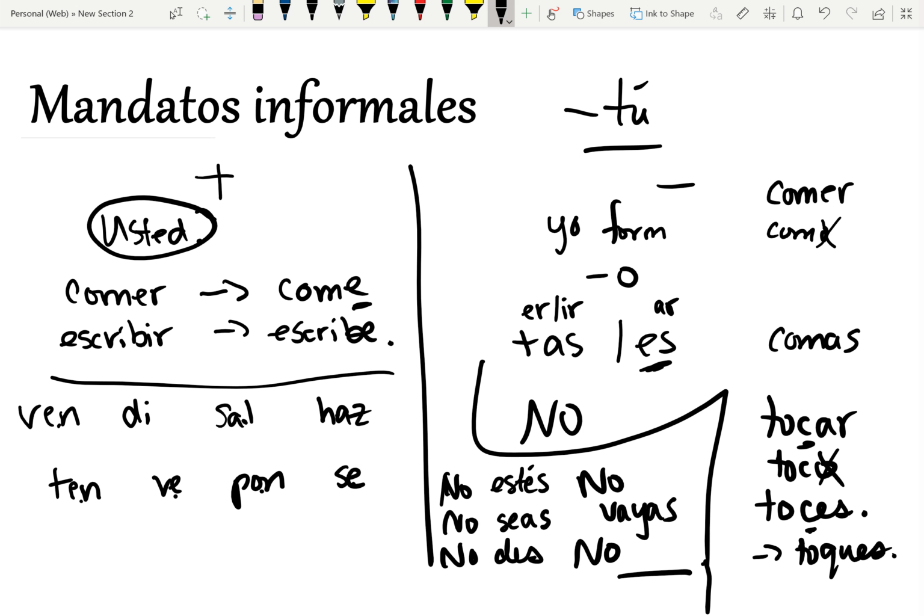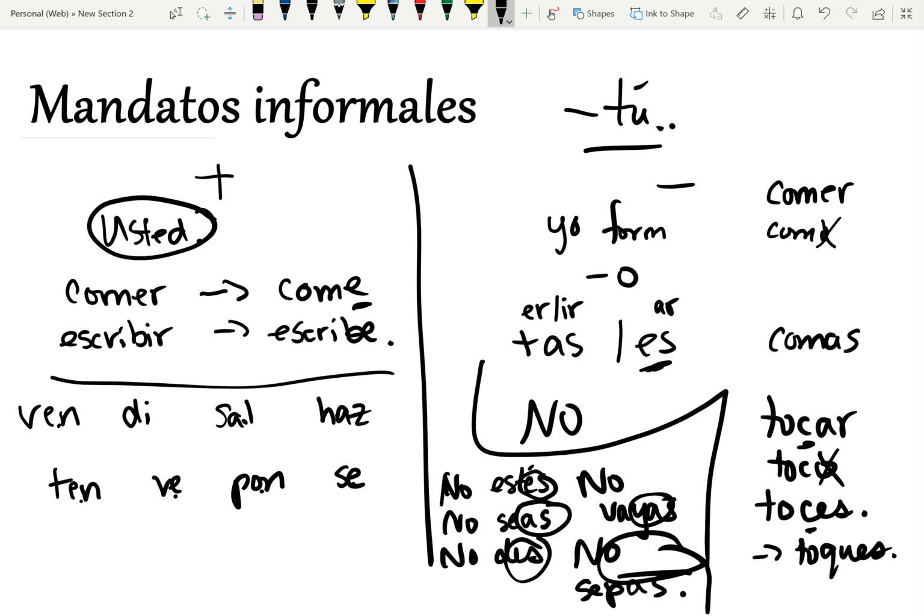But if you go back to the mandatos formales, and you look at the end where I talk about the five big exceptions, those same exceptions apply here. Instead of saying no esté, you're saying no estés because it's the tú form, right? No seas, no des, no vayas, no sepas. That's it. Sorry about that. And that's it for informal commands.